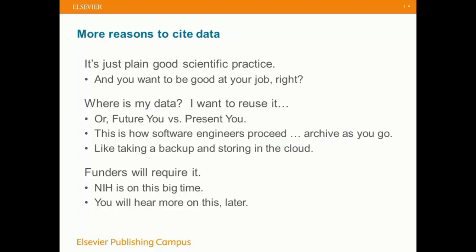And the last reason, and this is very important, is funders spend a lot of money to enable you to get that data, and now they're thinking of it as a resource that they don't want to lose, they don't want it to go away. So NIH and other funders will require it.